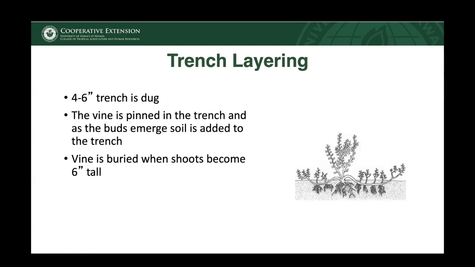Trench layering is kind of the same thing, but you're getting more shoots off of that plant material because they're sending out a shoot from each individual bud. And you're typically doing this more with vining plants.